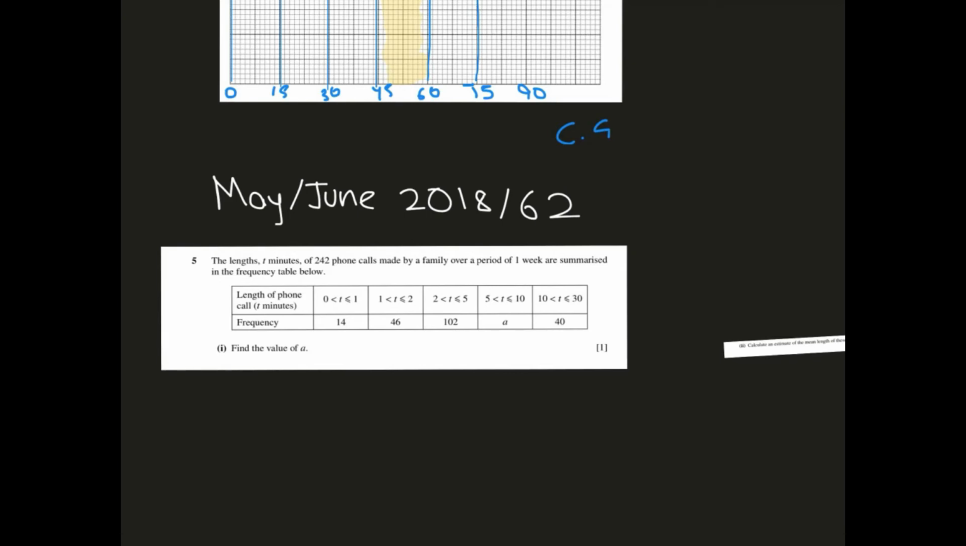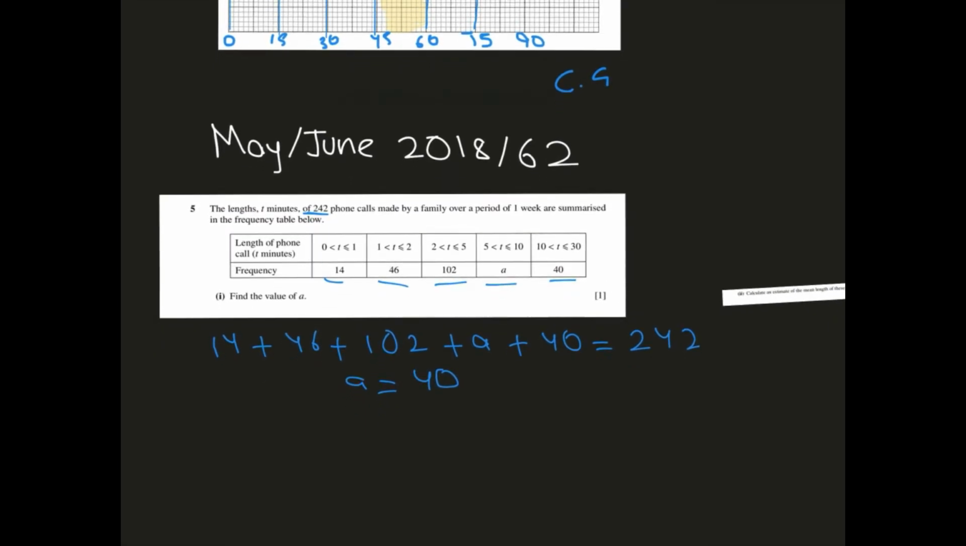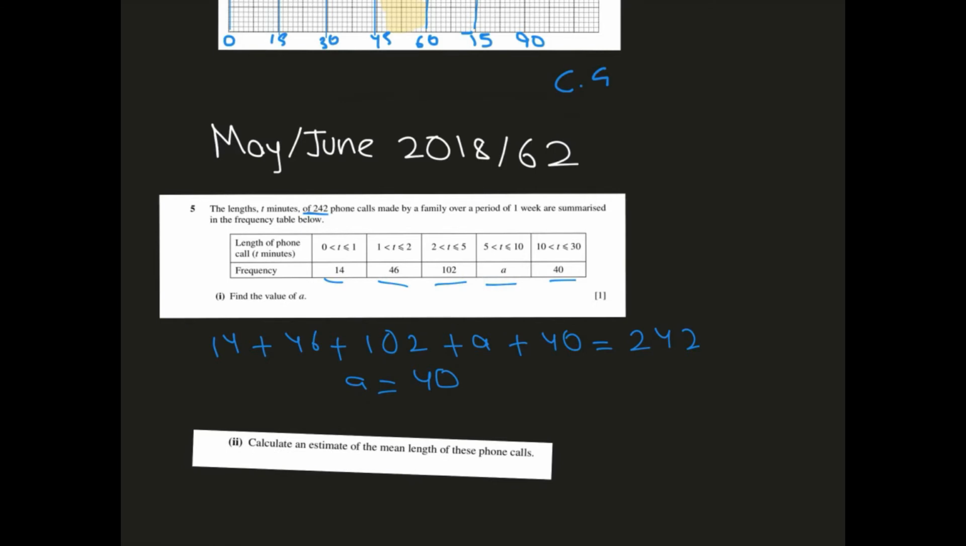So now since there are a total of 242 phone calls, then the frequencies must add up to 242, right? So what we'll simply do is add all these frequencies. So 14 plus 46 plus 102 plus A plus 40 must be equal to 242, right? So our A will be equal to 40, right? Then the next question is to calculate an estimate of the mean length of the phone calls.